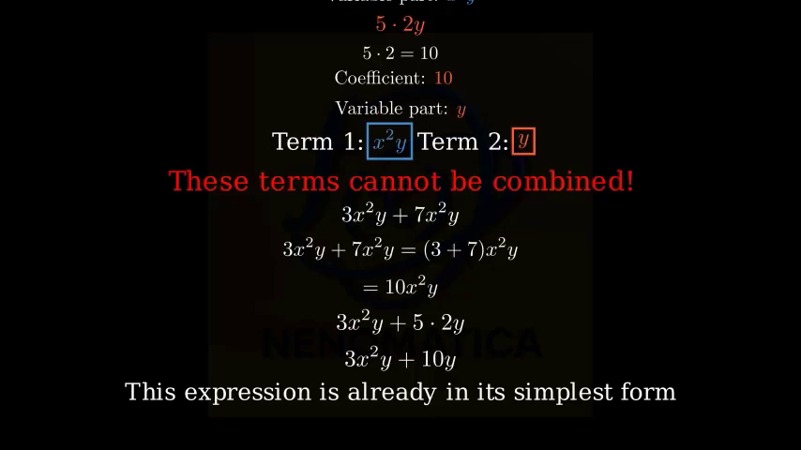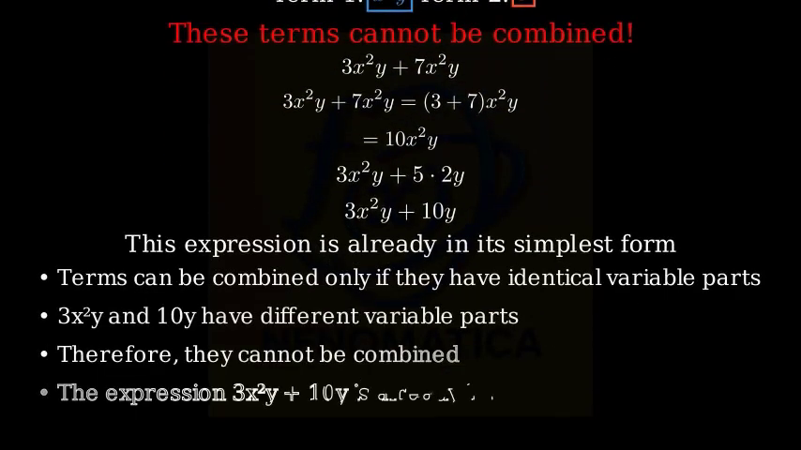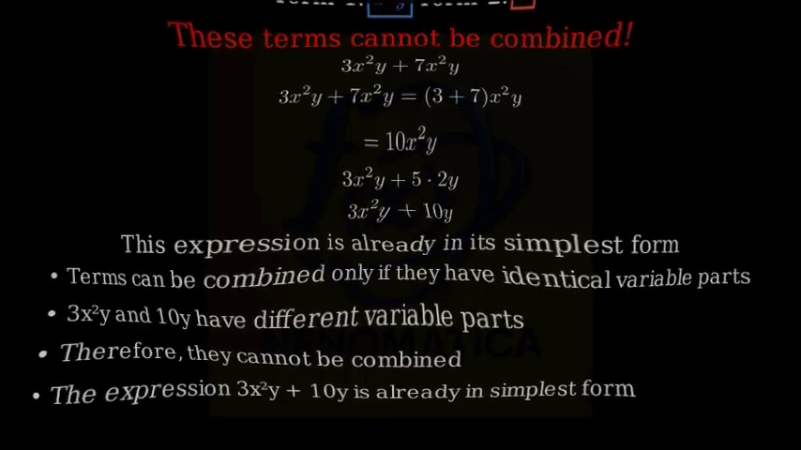Let's summarize what we've learned. Terms can only be combined if they have exactly the same variables with the same exponents. In our expression 3x squared y plus 10y, the variable parts are different, so they cannot be combined. Remember, when checking if terms are like terms, always focus on the variable parts and their exponents.